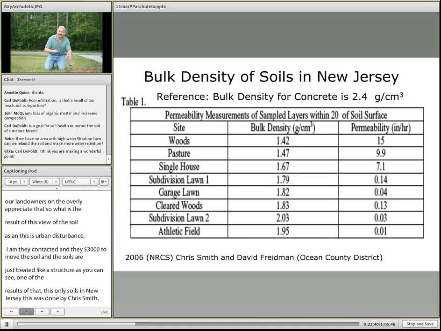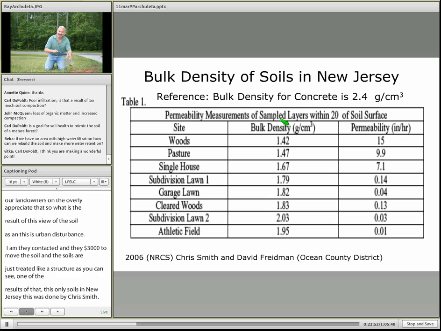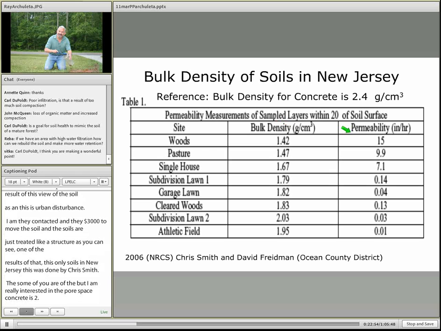It also measures the particle space, but I don't care about the particle. I'm really interested in the pore space. Concrete is 2.4 grams per centimeter cubed. I want you to notice that in the soil here, on the wood lot, the bulk density is 1.42.